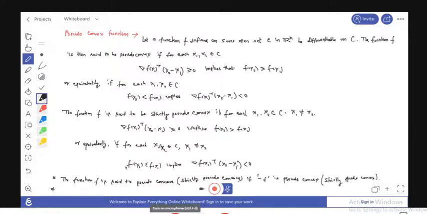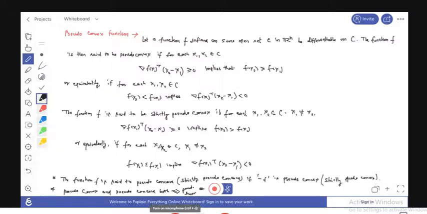Okay, so here one more remark, that is pseudo-convex and pseudo-concave. If any function has both properties, then that type of function is said to be pseudo-linear. Okay, so this is a simple definition of this problem.